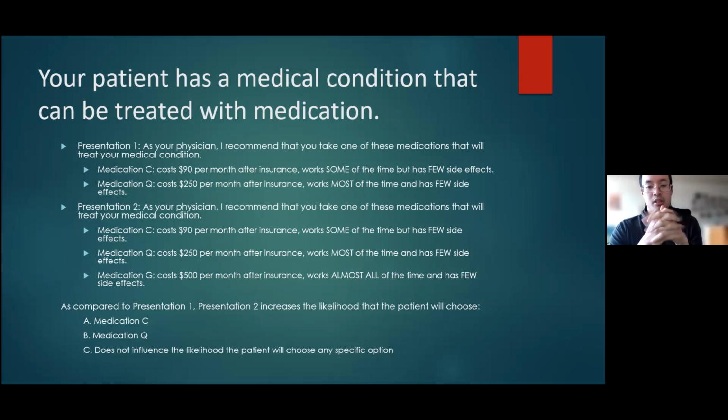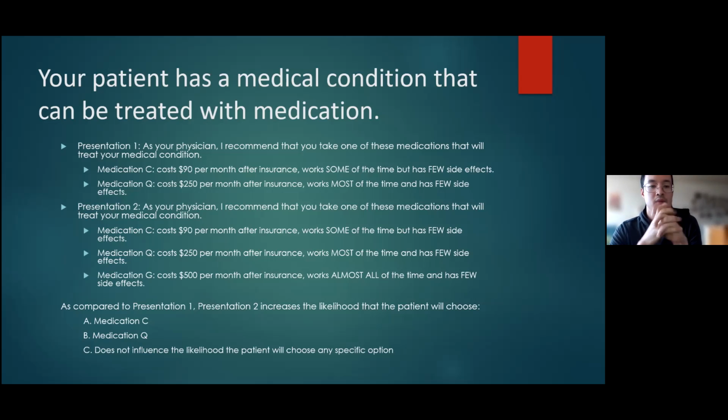The second one is you give 3 options. So the first one, $90 a month. Some of the time it works, but has a couple side effects. Q is $250 a month, works most of the time and not that many side effects. Versus G, which costs $500 a month, works almost all of the time and does not have many side effects.